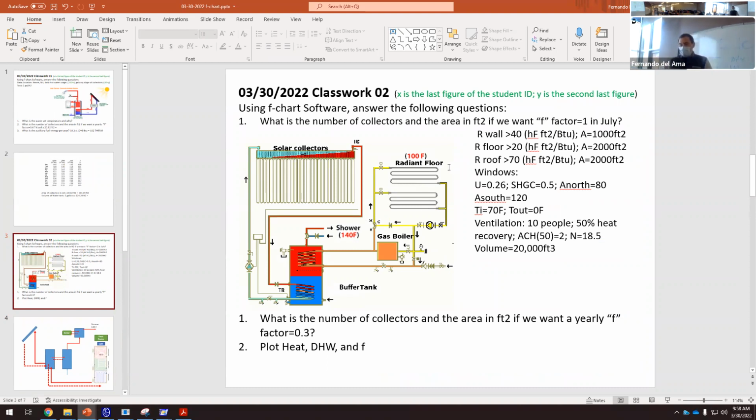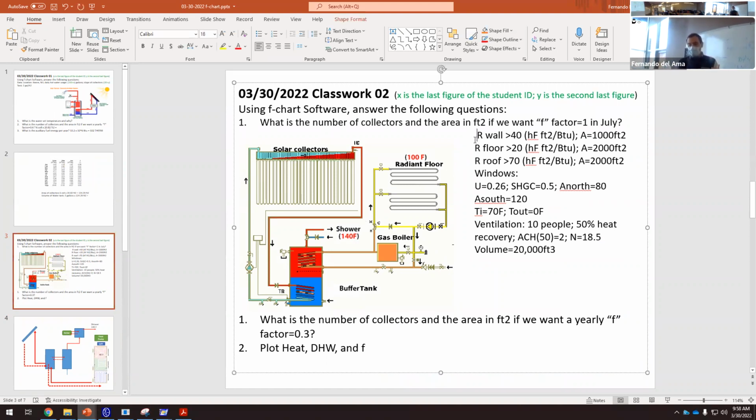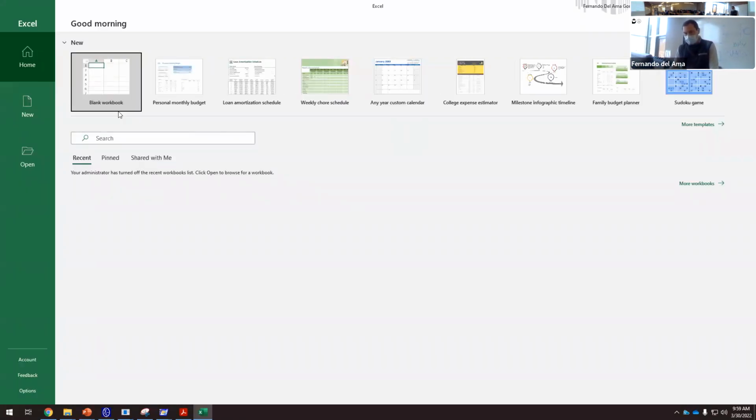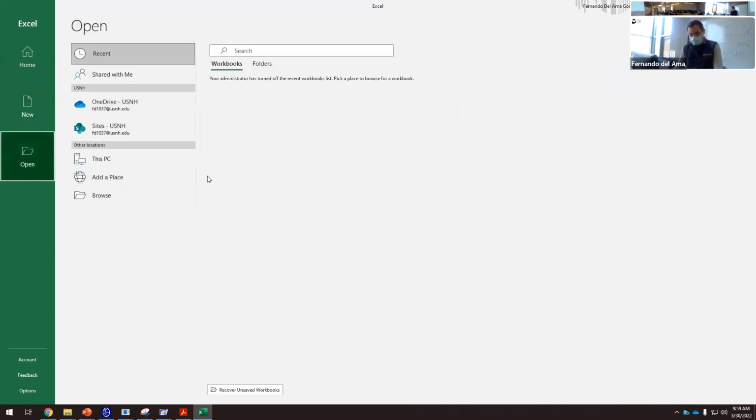So the first thing we need to know is to calculate the heating loads of the building. We are going to use the Excel file to calculate very quickly the heating loads of the building. We can do the same thing with Revit. Okay, so we have the heating loads. We have used a software to calculate the heating loads of the building. And now we have to introduce this data into the F chart. We can use Revit, we can use more advanced software, or we can use the Excel file that we have used before.